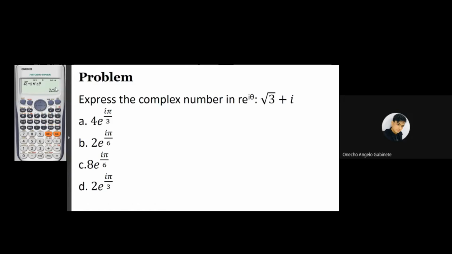Anong magiging sagot ko, Engineer Bricks? Sir, pwede po sumagot. Yes po. Ano po, letter B po. 2e raised to i pi over 6 po. Surname po, Corosa po. Thank you. Okay, letter B.